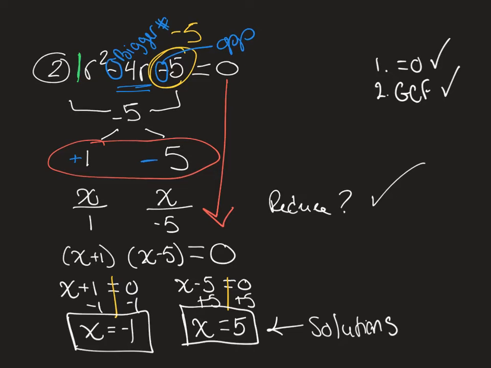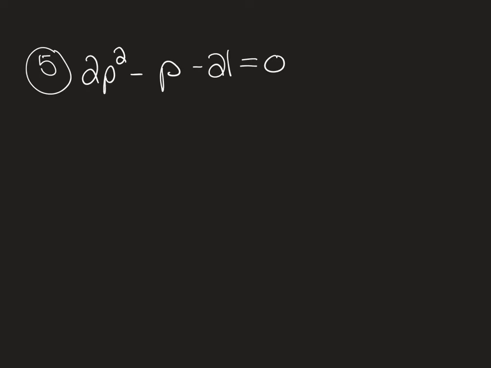I'm going to go ahead and skip to problem number 5. So number 5 looks a little bit different. It says that I have 2p squared. Oh, hang on, that's not great handwriting. Let me write that one more time. It says that I have 2p squared minus p minus 21 equals 0. So we're going to do our little steps again. Number 1, does it equal 0? Yep. Number 2, GCF other than 1. Nope, we're good. We can move on.